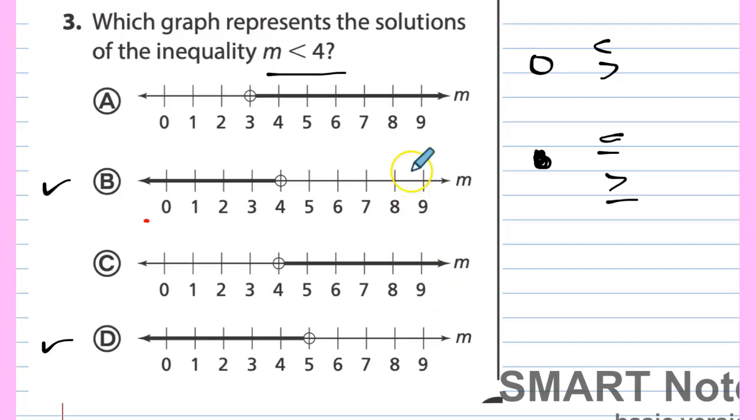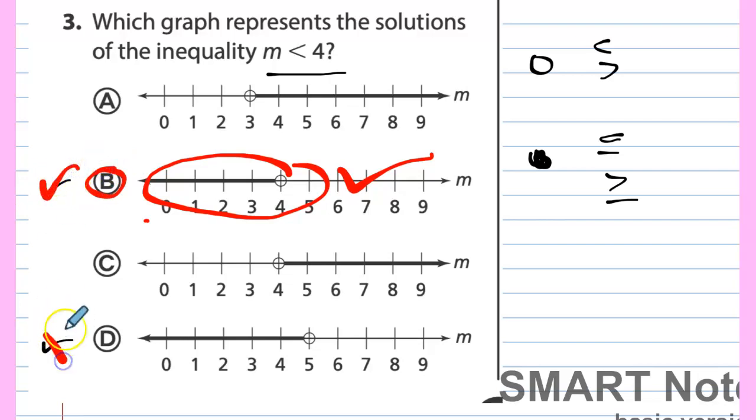But which one is really correct? If it is open, it means 4 is not a possible solution, and if it's closed, 4 is a possible solution. But it says here, m should be less than 4. So our correct answer will be this one. That is less, and it should not be 5. And this is greater than 4. All right, so our answer is B. This is not the one.